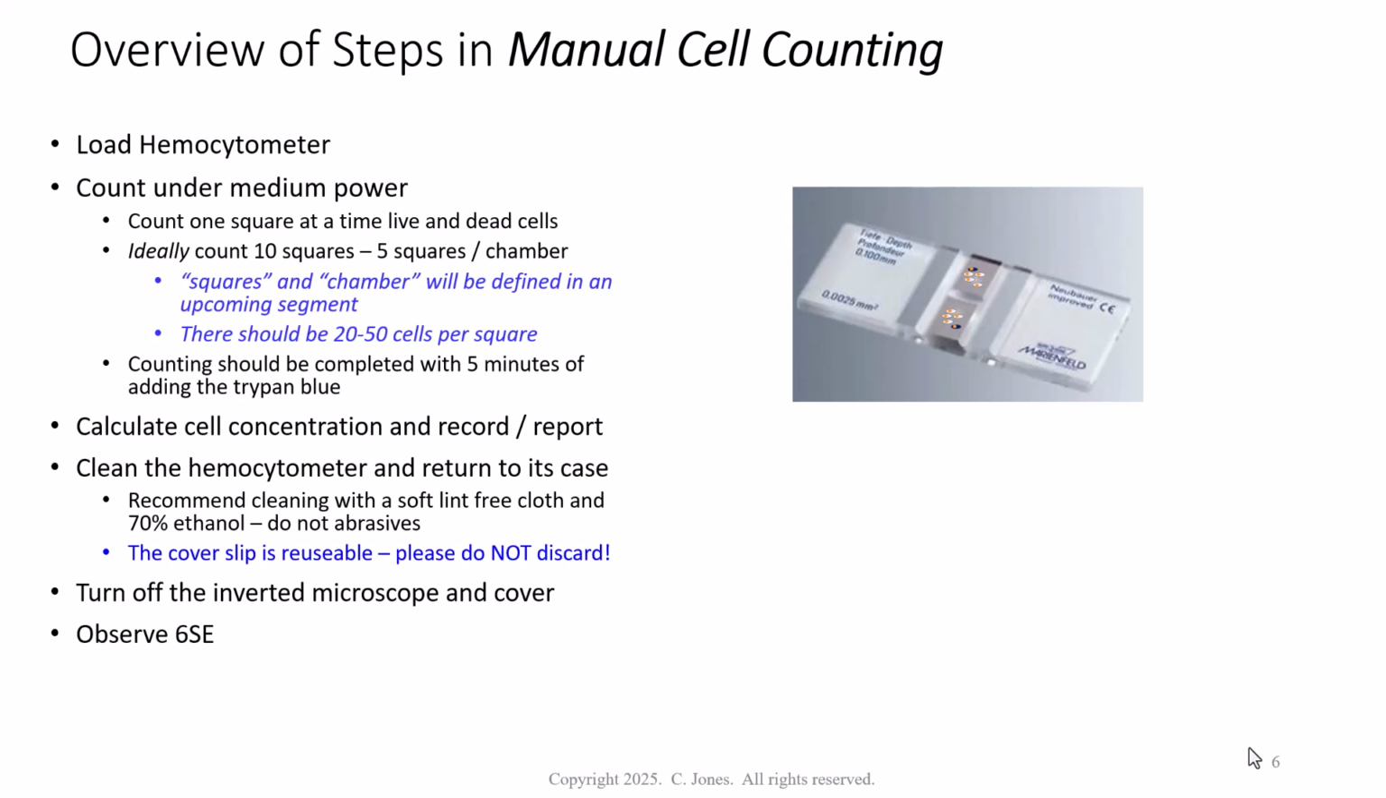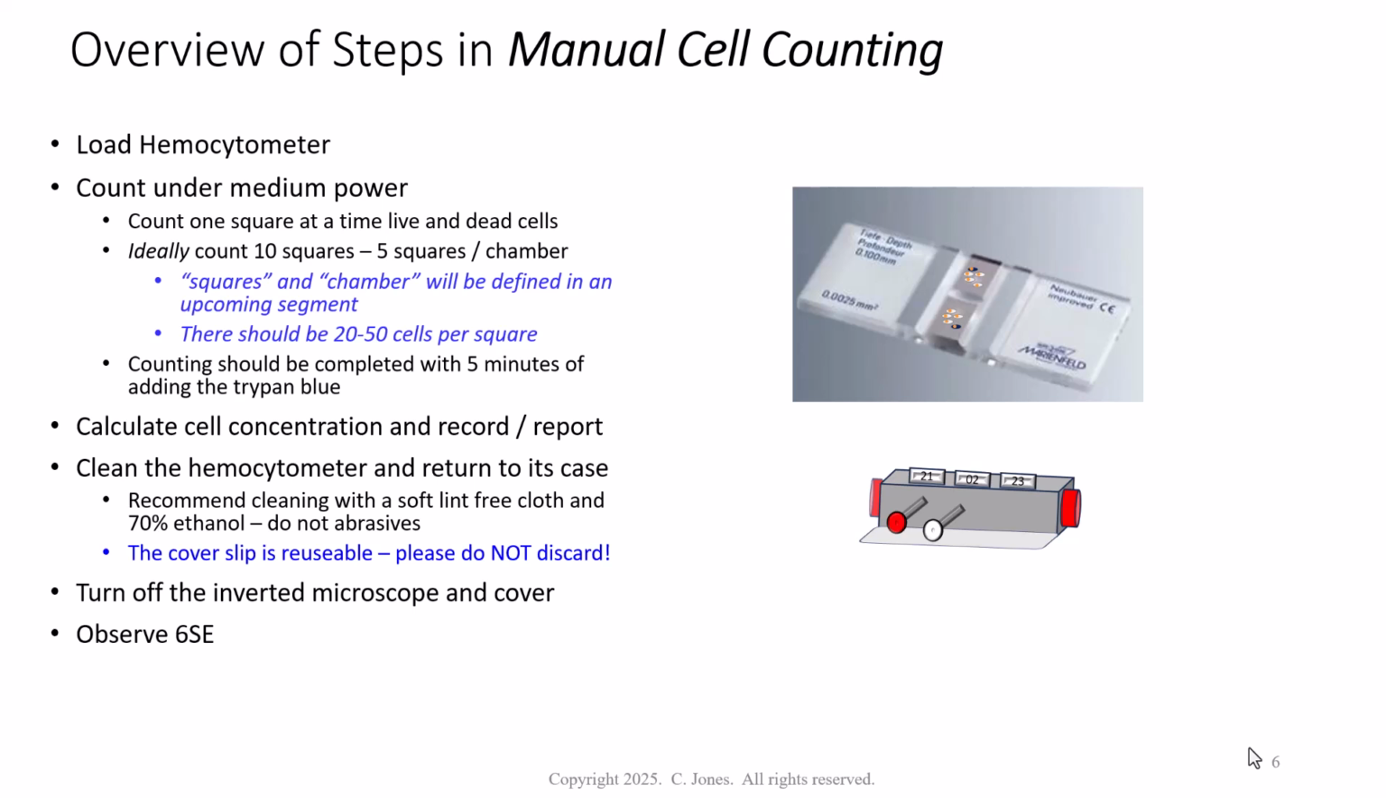Ideally, we will count 10 squares, that is 5 squares per chamber, and in the next segment, we will define what we mean by squares and chamber. There should be no more than 50 cells and no less than 20 cells per square. If you are below 20 cells per square or above 50 cells per square, your count will most likely be inaccurate. Okay. Also, counting should be completed within 5 minutes of adding the trypan blue.